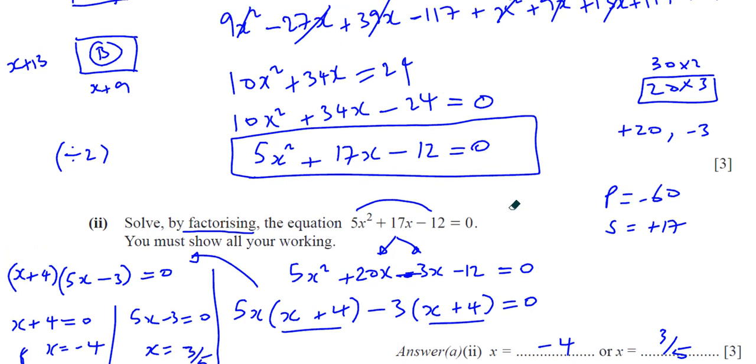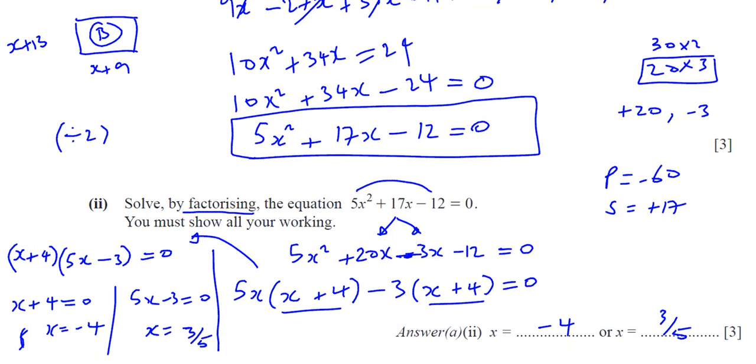So those are the answers to part 2 of this question. This is solving by factorizing. You can always check your answer. One way to check is to substitute these values back into the original equation. When you put negative 4 into this equation, it should give you 0. If you put positive 3/5 into this equation, it should also give you 0. Those are ways to check your answers to make sure you got it correct.